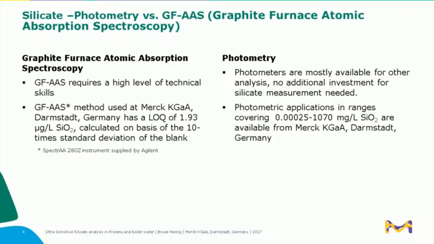The photometers are typically in place in a lot of labs that are doing water analysis, and photometric applications have ranges covering 0.00025 to 1,070 milligrams per liter, which is equivalent to 0.25 micrograms per liter. On the graphite furnace, the limit of detection on the instrument we have at Darmstadt at Merck is 1.93 micrograms per liter silicate. So you can see that we can get a much lower detection limit using photometry than with the graphite furnace.